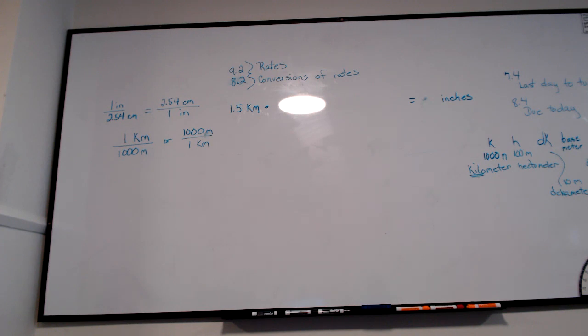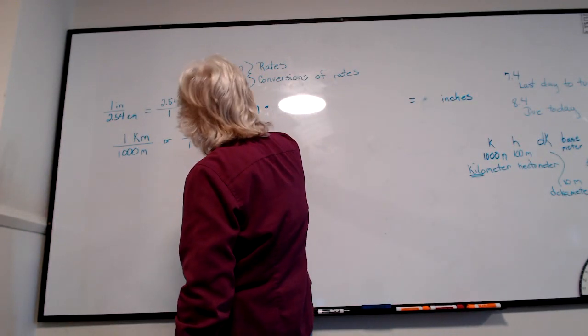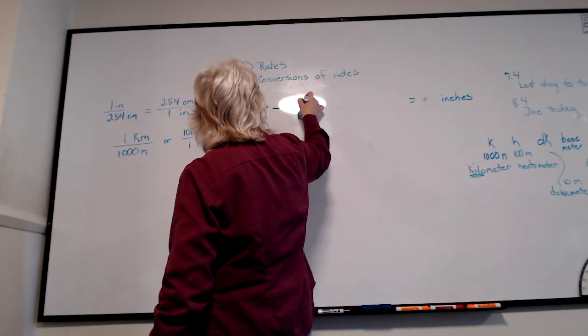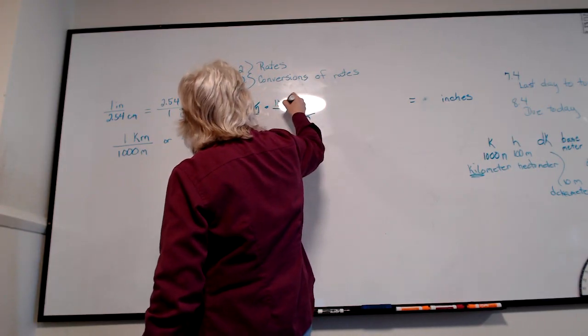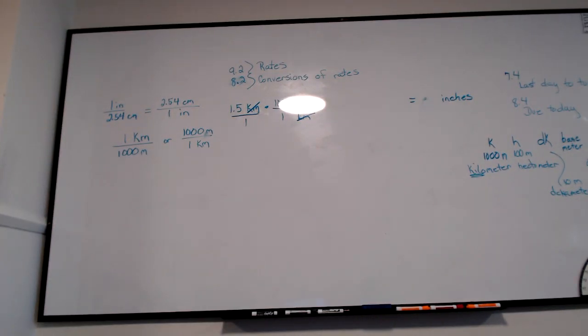I want my kilometers to cancel, so what am I gonna do? First one. If I put kilometers on top, will it cancel with the kilometers on top? No, so which one am I gonna multiply by? Second one. The second one, because remember, this is over 1. Okay? I want to get the kilometers to cancel, so I want kilometers down here, that means I'm gonna have meters here. I want them to cancel, so I'm gonna have 1,000, and I'm gonna have 1, okay? Notice I now have it to meters.